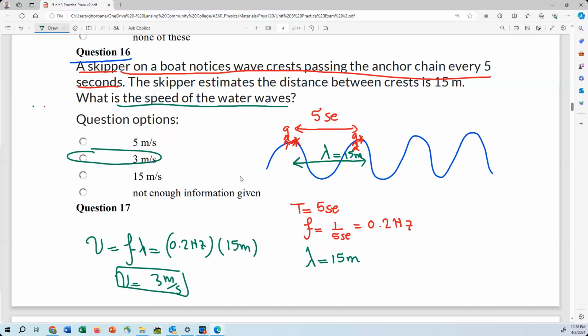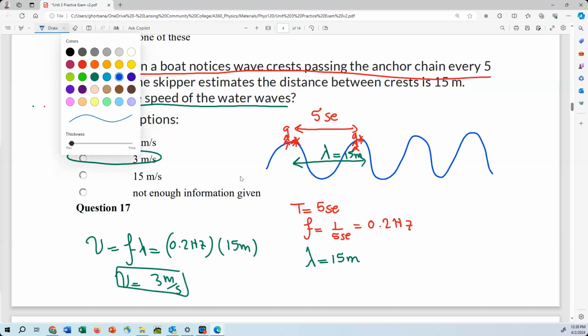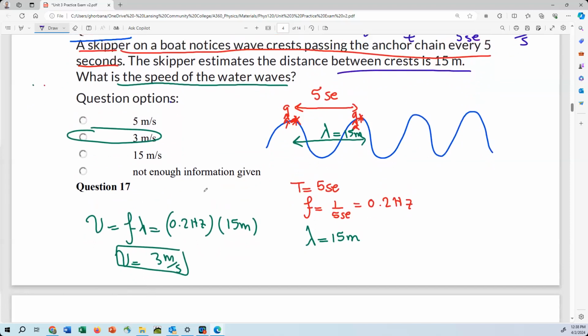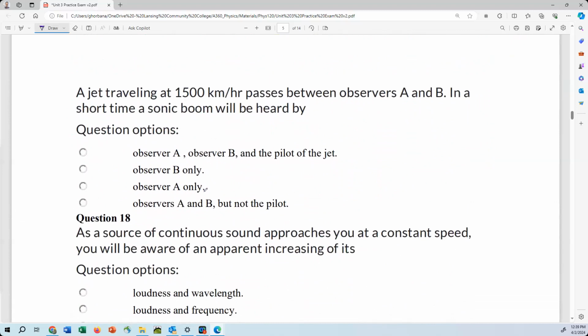Or you can just use the formula that you learned from the first unit. What is the velocity? The velocity is x over time. What is the distance between two waves? 15 meter. How many seconds later? 5 seconds. 15 divided by 5 is going to be 3 meter per second. Any question? Good. Let's move on to the next problem.